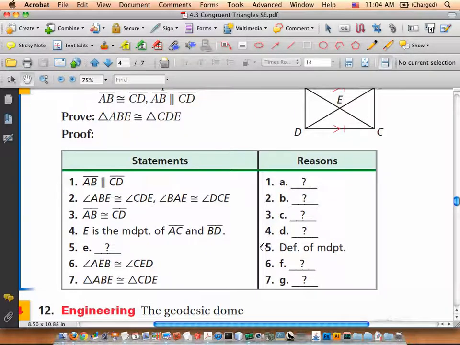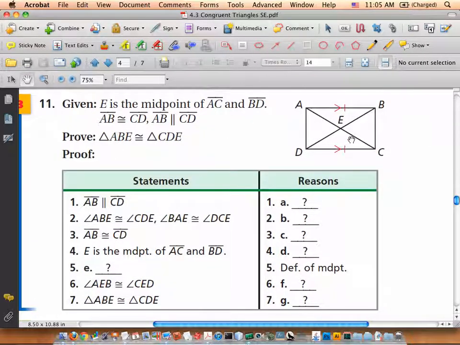Not everything. This one right here, if E is the midpoint, and we already talked our way through it, which sides have to be congruent? Well, I know that AE is congruent to EC, so that would go here. AE is congruent to EC. And what's the other pair? Yes, DE has to be congruent to EB. That would go here. So those are the two things that would go there.